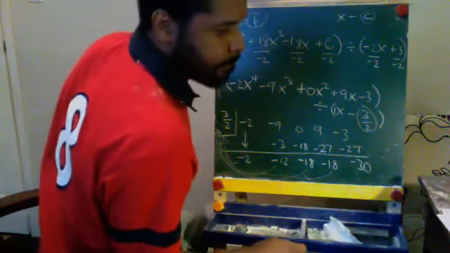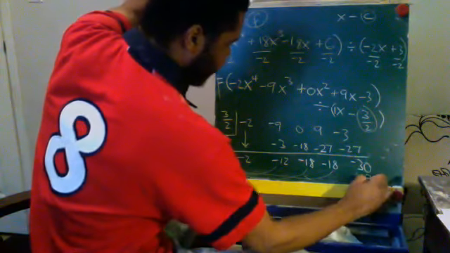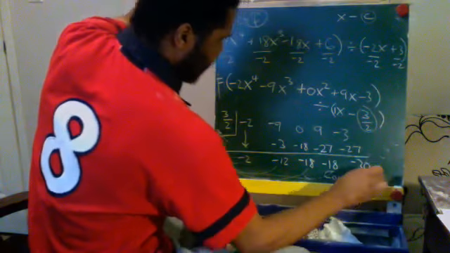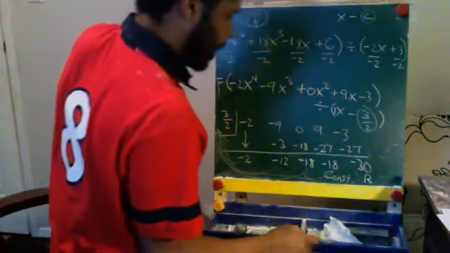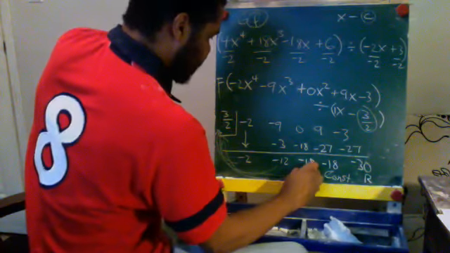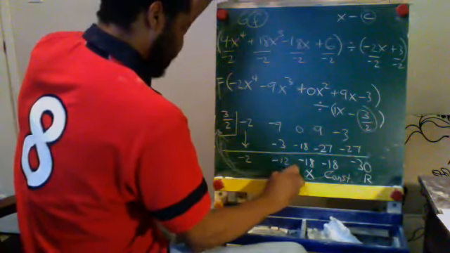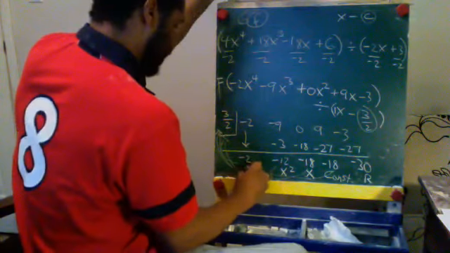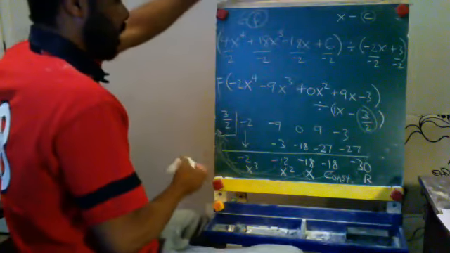All right, and that's going to be it. So this is going to be my remainder term at the bottom here. -30 is my remainder term. -18 is my constant term. My x coefficient is -18. My x squared coefficient is -12. And my x cubed coefficient is -2. So that means that my answer is, I hope you wrote this down.